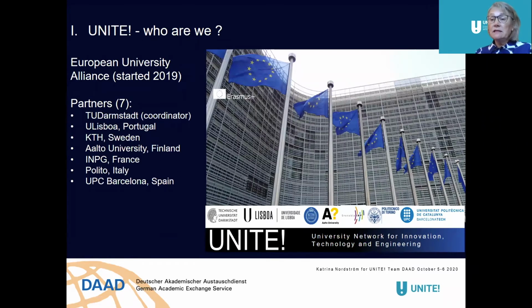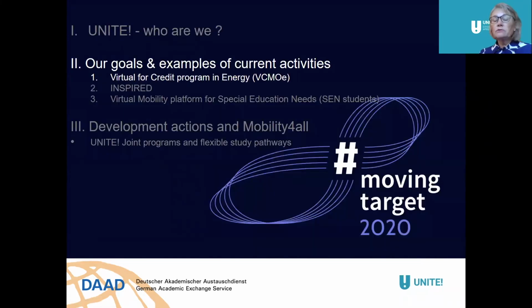Unite is one of the 17 university alliances that were selected for funding by the European Commission in 2019, and we're composed of a group of 7 partners, of which TU Darmstadt is the coordinator. Our goals and some examples will include 3 case examples. I'll start with the virtual 4-credit mobility program in energy.